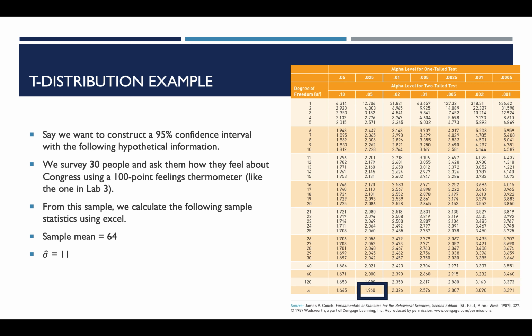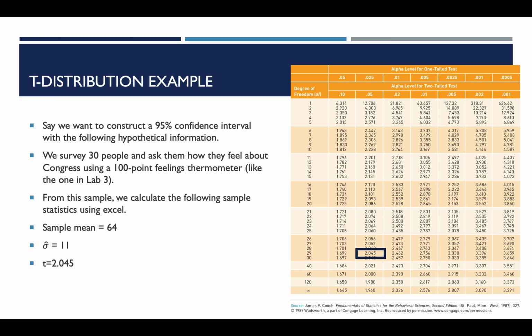And the first thing I have highlighted on this t-table is at the very bottom. You'll notice that as degrees of freedom, which remember is the sample size minus 1, as that number approaches infinity, the t-distribution looks the same as the z-distribution. We see that same 1.96 critical value associated with a 0.05 alpha two-tailed test.